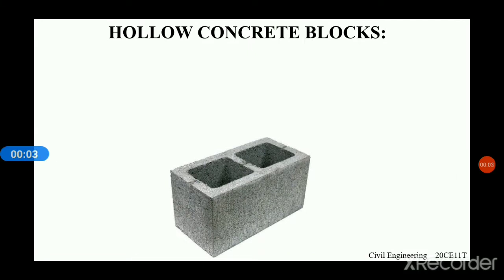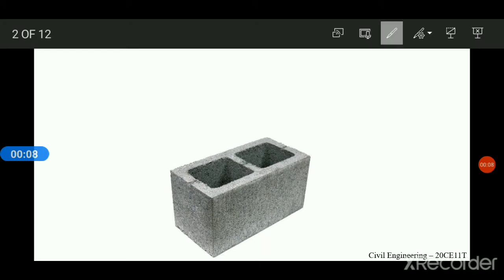So this is a hollow concrete block. You can see here a hollow. In this block, two hollows are there. It's usually called a core. This hollow is provided for heat insulation and sound insulation, and this block cannot be taken as a load bearing wall.